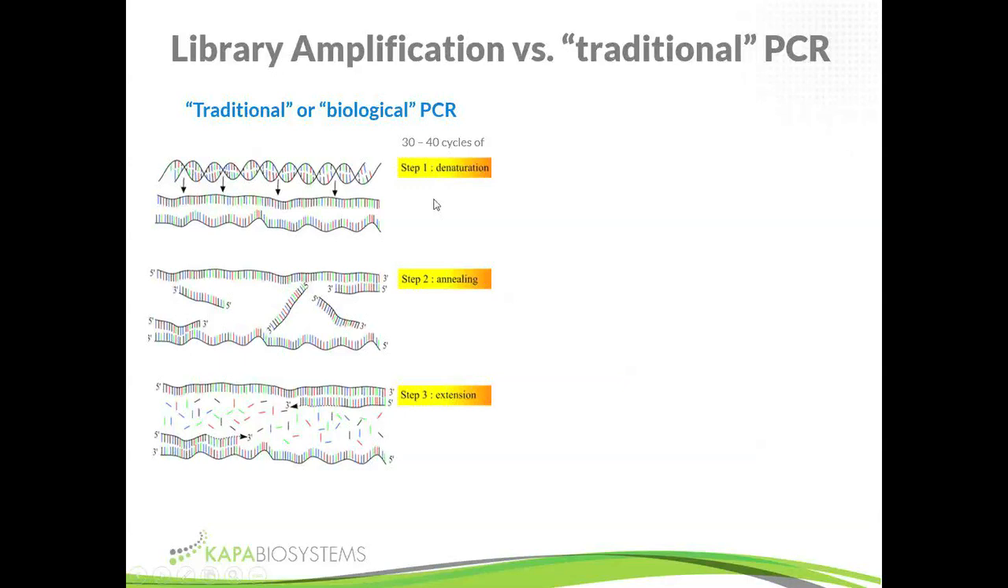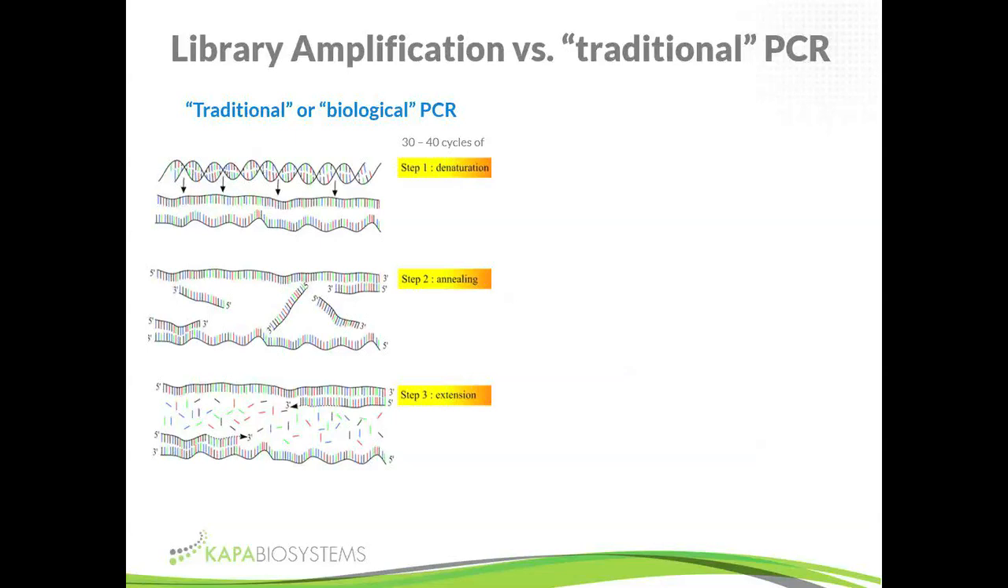And you go through these steps of denaturation, annealing, and extension. In a normal PCR, the component that becomes limiting is normally the dNTP. So after about 30 cycles, depending on how the maths work out, that's typically why you reach a plateau in a traditional PCR, where you're no longer seeing exponential amplification.